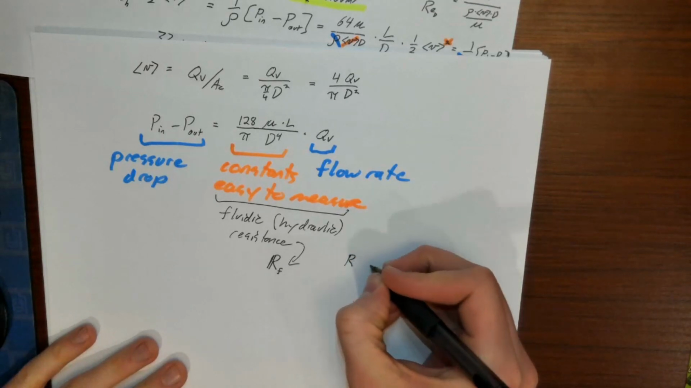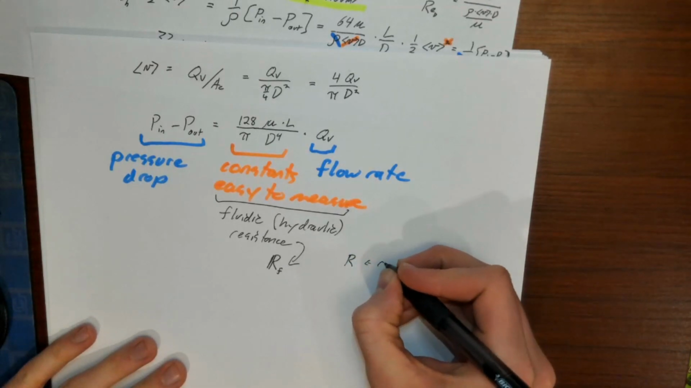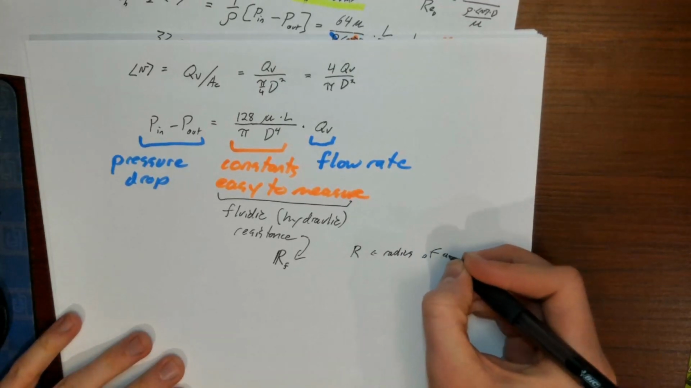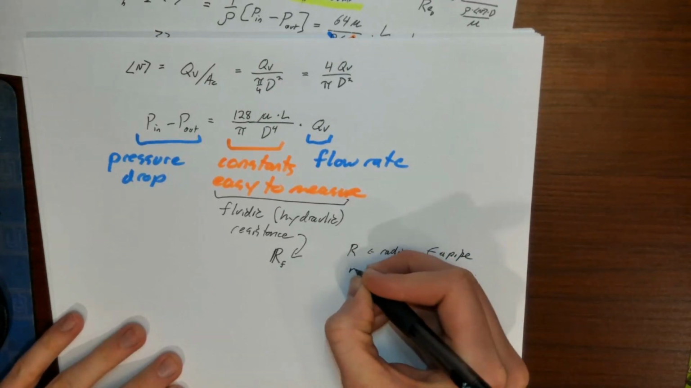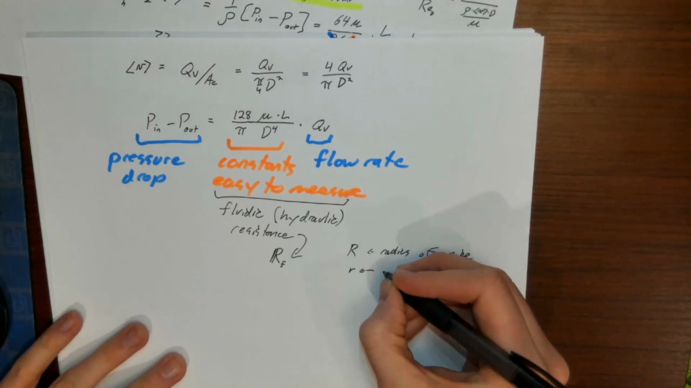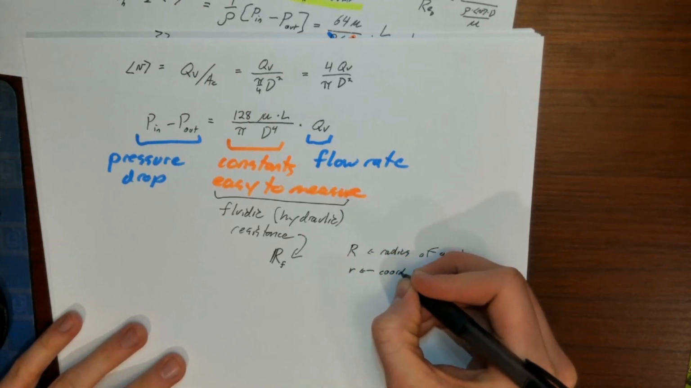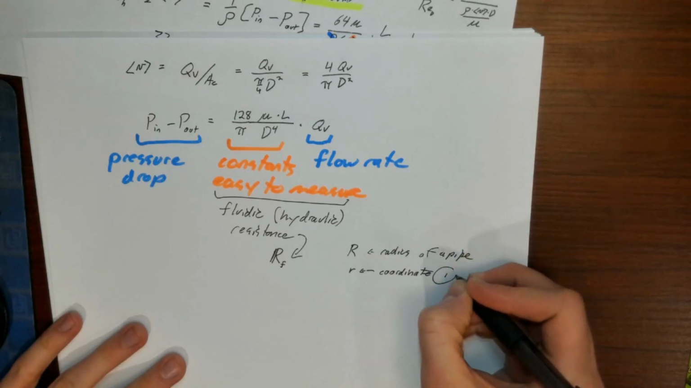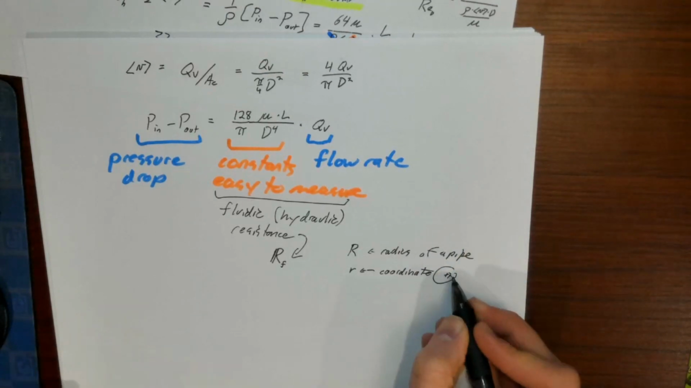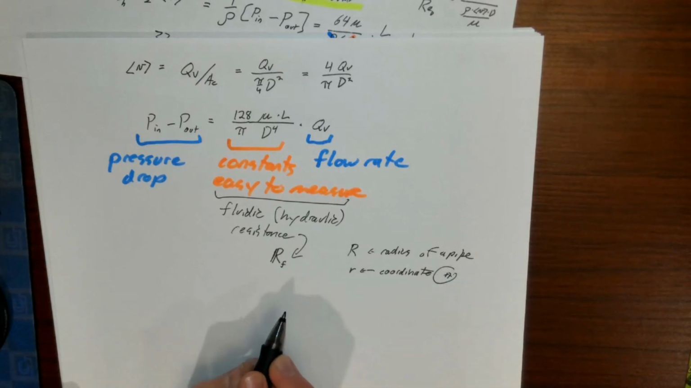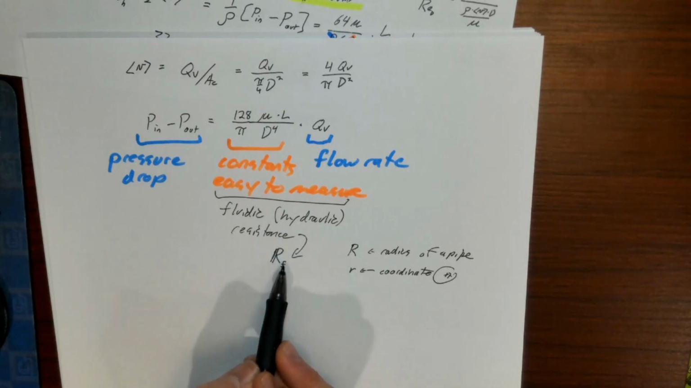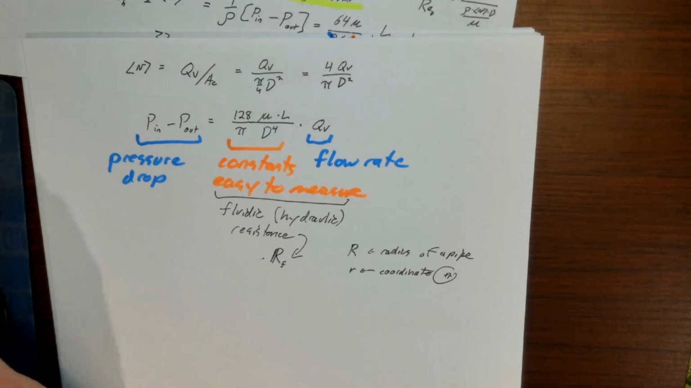So for this hydraulic resistance, I'm going to use this weird looking R to denote that, to basically distinguish it from capital R, which would be like the radius of some pipe, or little r, which would be like a coordinate describing the radial position of some point like here. So we have a handful of r's floating around. In this case, this hydraulic resistance is what I'm using for this capital R right here.